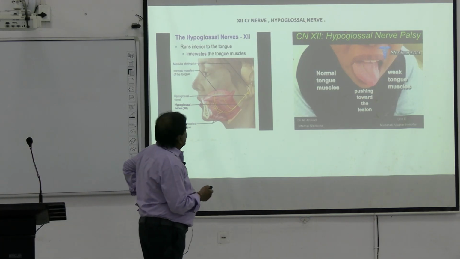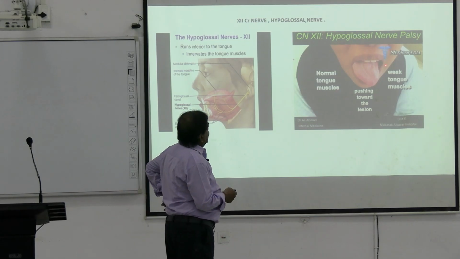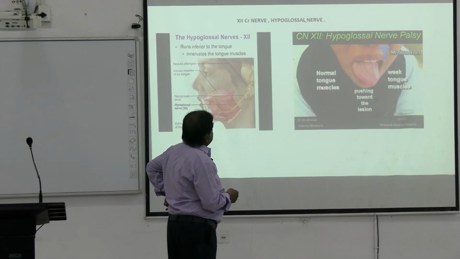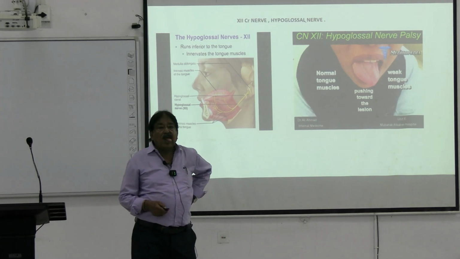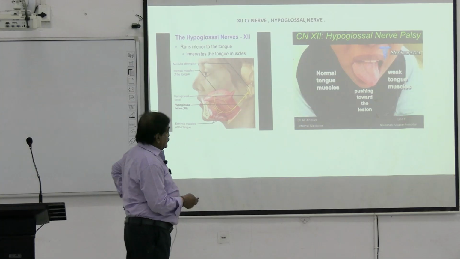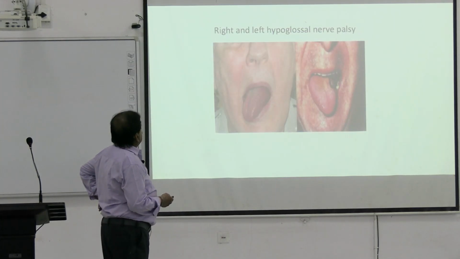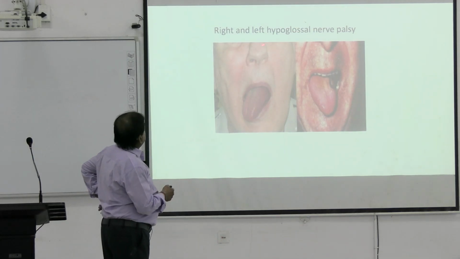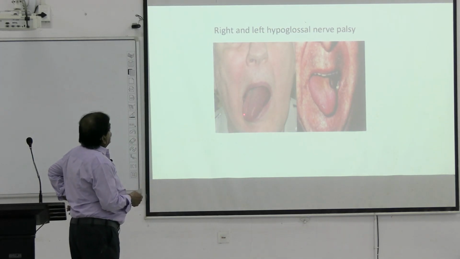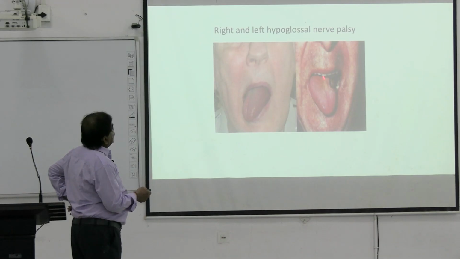Now, in hypoglossal nerve palsy, the normal tongue muscles push the tongue towards the lesion, the weak tongue muscle side. This is the normal side. The tongue shifts, that means this is the weak side. Right and left hypoglossal nerve palsy. See, this is the right side, this is the left side. You can see the tongue.